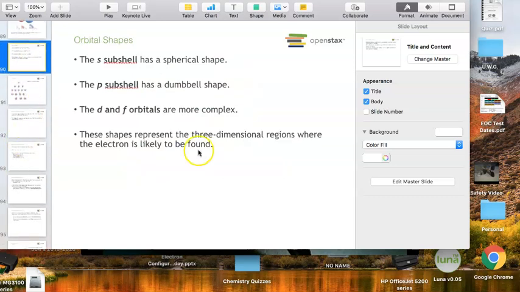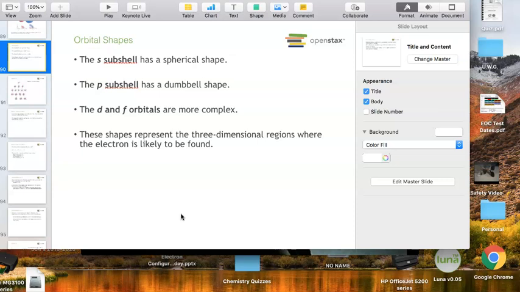All right, so the S subshell has a spherical shape. You have to remember, even though it looks like a sphere, it's hollow inside. It has the nucleus inside. It's almost like the candy-coated shell of an M&M. If you took out all the chocolate and had just the shell, that would represent an S subshell and how it looks.